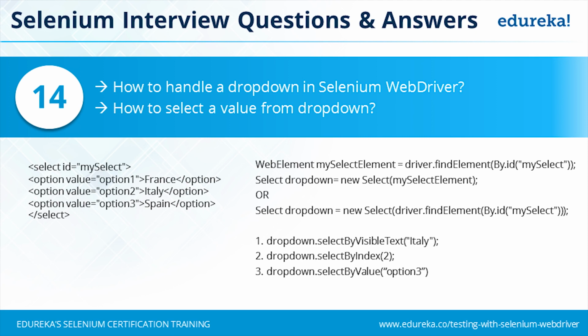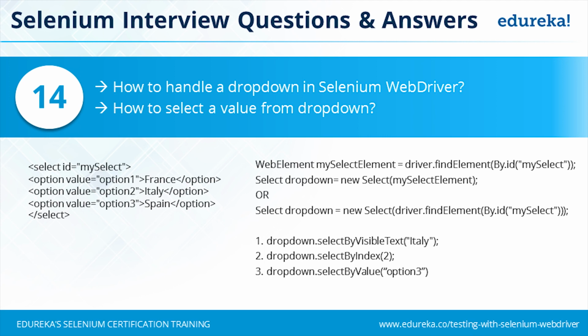You can select the value using 3 different methods. The first one is select by visible text. Whatever is visible to the user, you can select the particular option by that text itself. So if I say select by visible text, I should be writing in something from France, Italy, and Spain, because that's the visible text to the user. So I can say select by visible text as Italy.